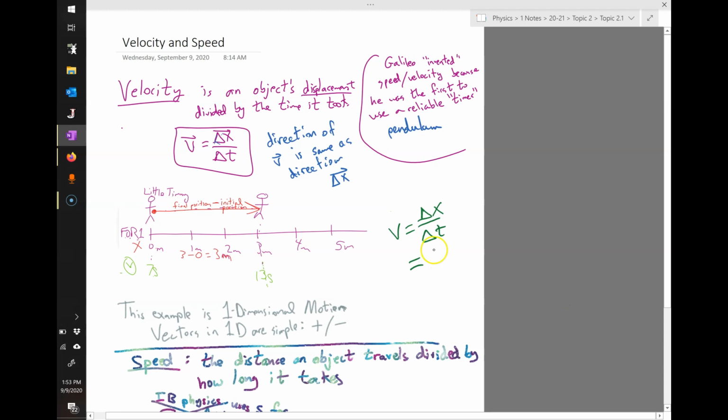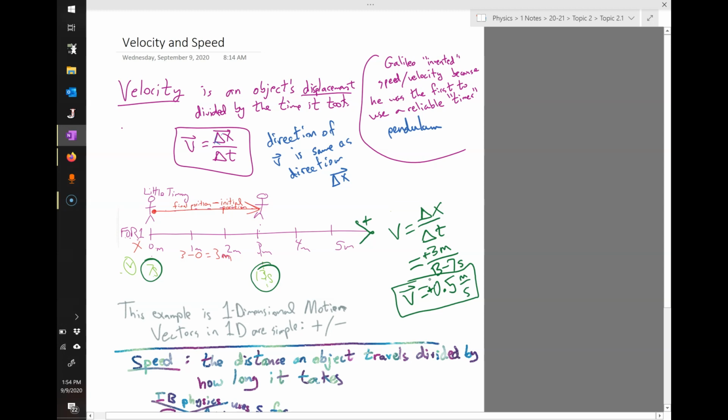So displacement we already figured out on the last page was positive 3 meters in this frame of reference when it's increasing to the right. And time, it's change in time, so that's final value minus initial value. So 13 minus 7, which is 6 seconds. So that's 3 divided by 6, or 0.5 meters per second in the positive direction.